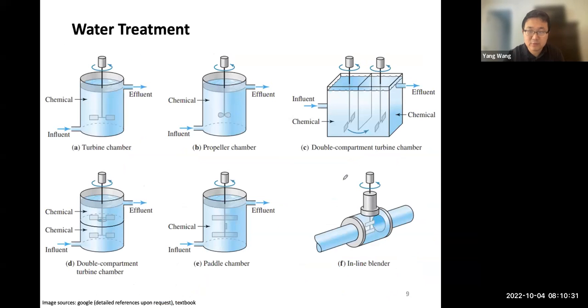So what about the actual designs? These are the actual designs for different types of coagulators. You can have a single turbine reactor, you can use the blades, or you can use these channels. You can have 2 channels or 2 compartments. Different types of processes, but they all satisfy the requirement that you need a very large mixing speed, or basically faster mixing, and also a shorter residence time.